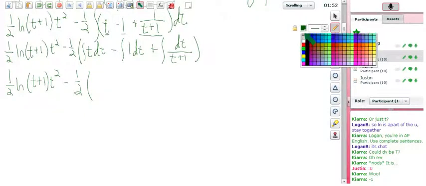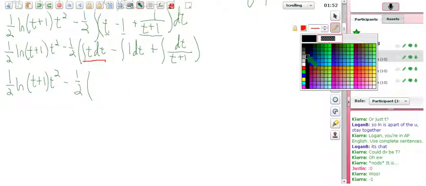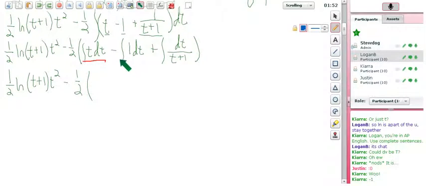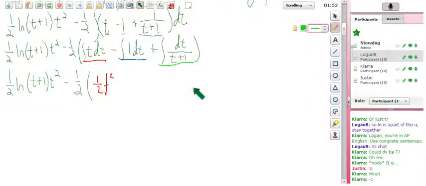Alright, so let's underline that one in red, and then somebody in red write the integral of t dt, and then in blue we'll write the integral of 1 dt, and in bright green we'll write the integral of dt over t plus 1. Anybody for the integral of 1 dt?